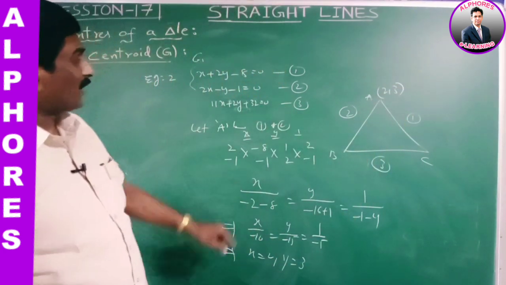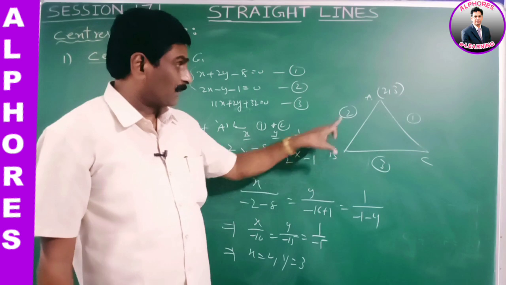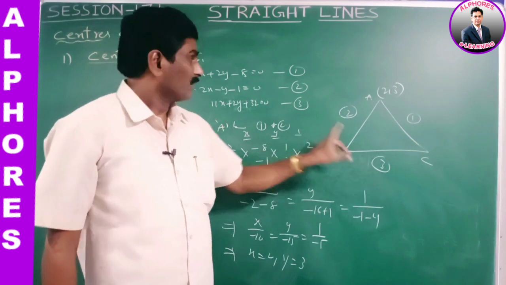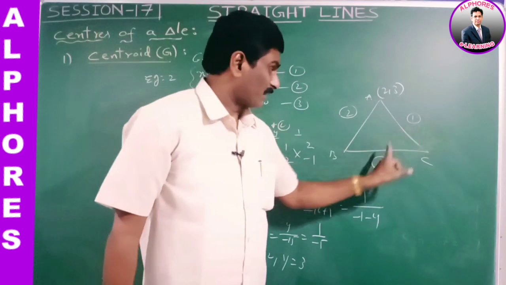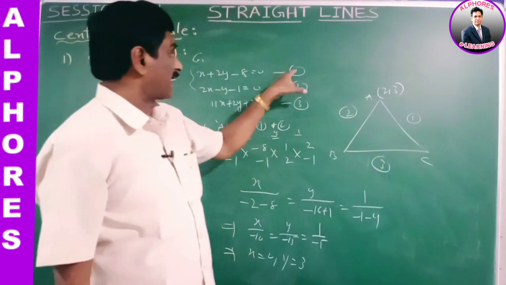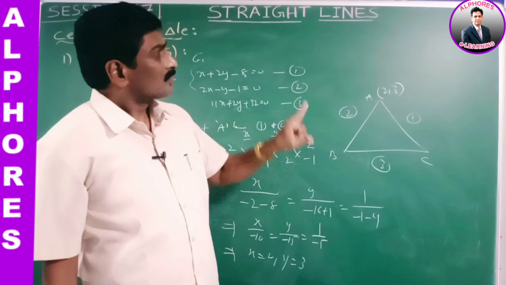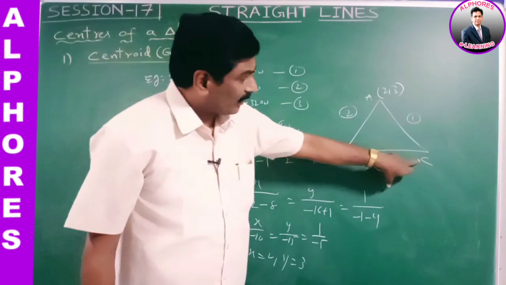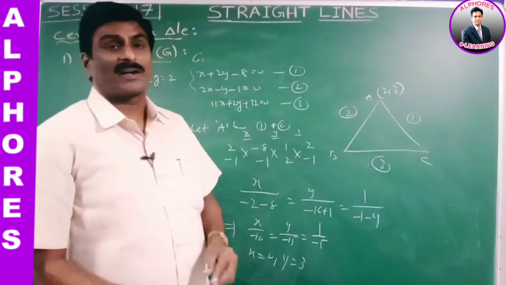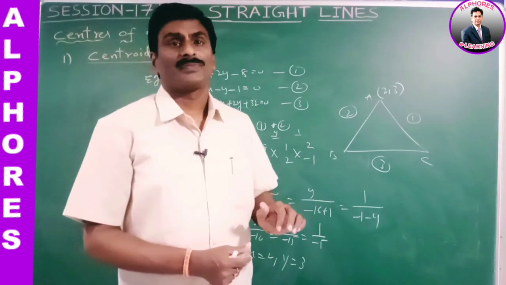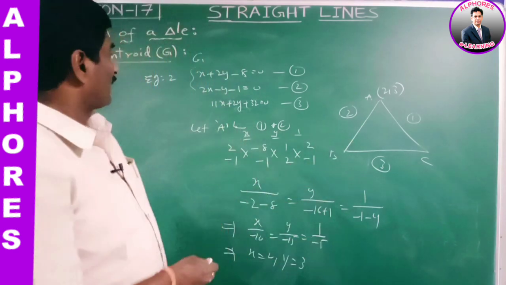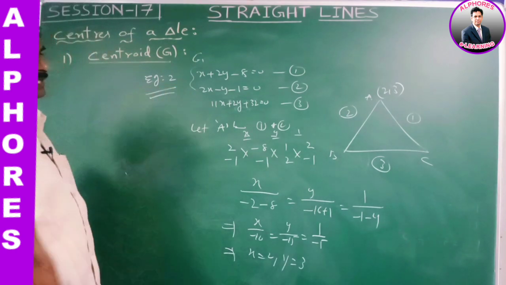Similarly, we find the value of B. Let B be the point of intersection of lines 2 and 3. Find the point of intersection of 2 and 3 by solving these two equations. Similarly, C is the point of intersection of 1 and 3. By solving 1 and 3, we find the point of intersection. So we find A, B, C. What is the centroid? (x1 + x2 + x3)/3, (y1 + y2 + y3)/3. By using that formula, find these values. Note this value.